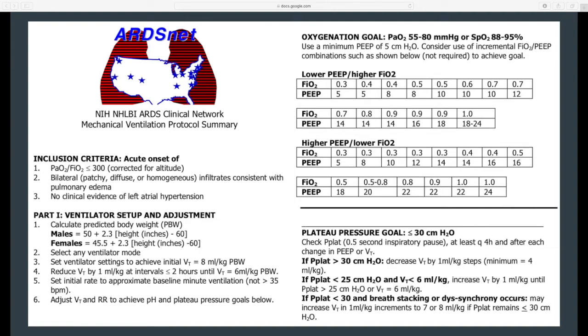It has the inclusion criteria, ventilator setup, how to calculate predicted body weight, and how to achieve some of the goals, specifically for oxygenation, a PaO2 between 55 and 80, some of the combinations of PEEP and FiO2 you can use, and also keeping the plateau pressure below 30. Some of the things you could do to change that.